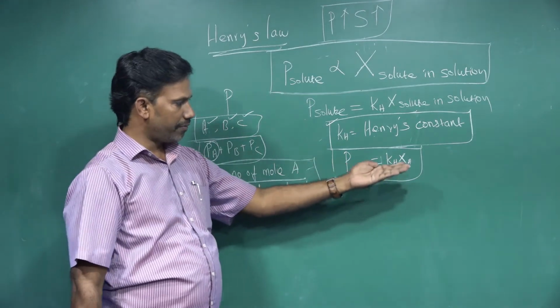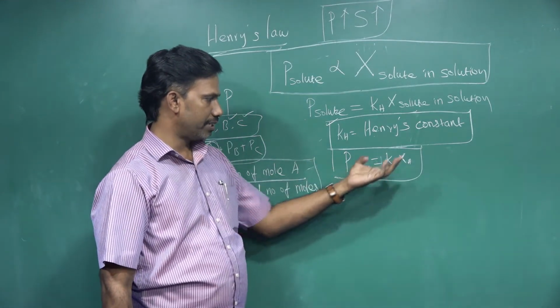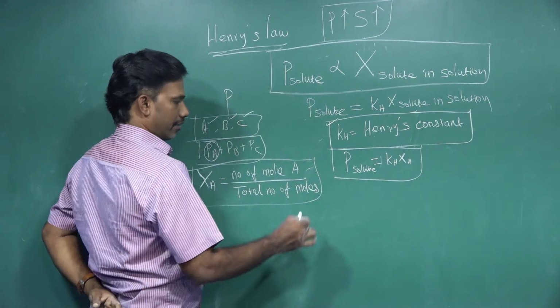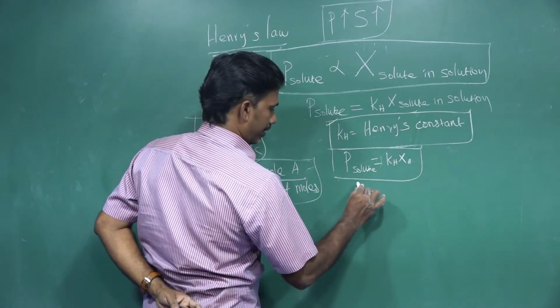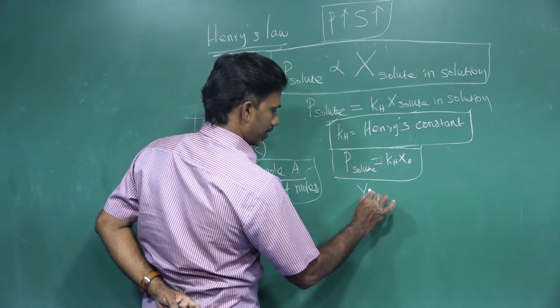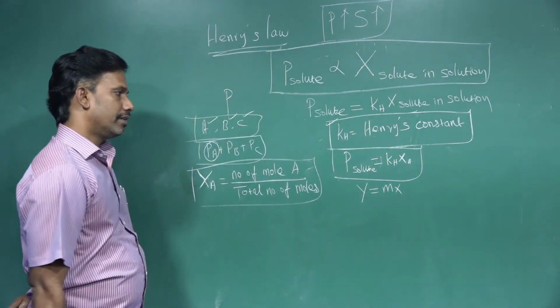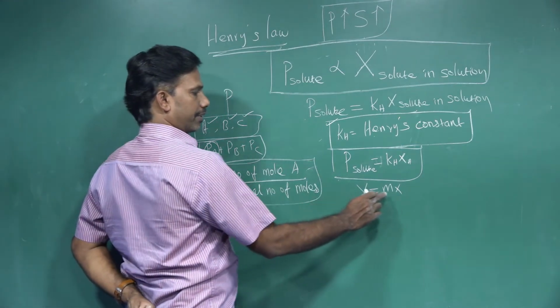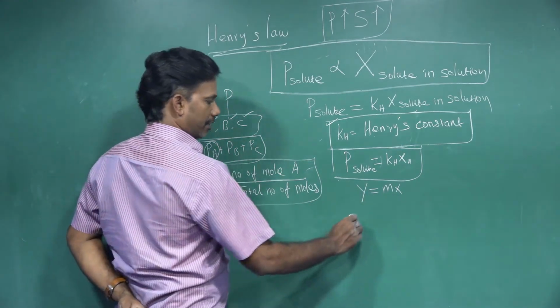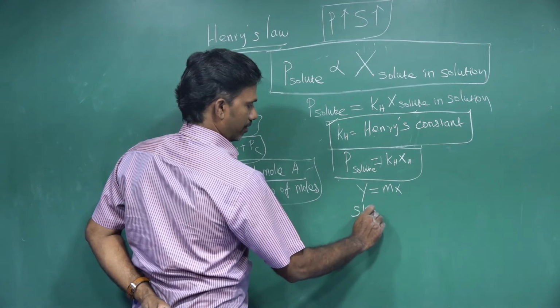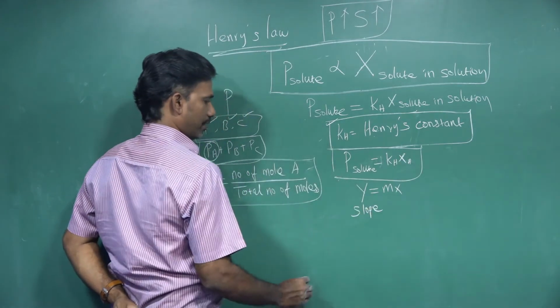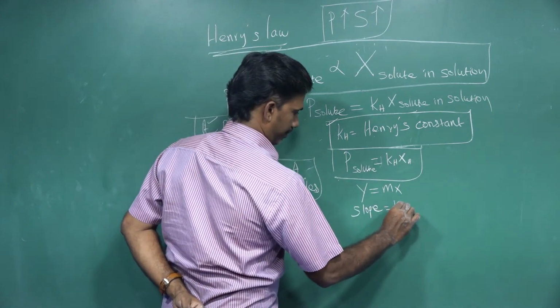If you plot a graph between the partial pressure and mole fraction, you will have a straight line equation, y equal to mx. In a straight line equation you will always have a slope value, and that slope is KH.